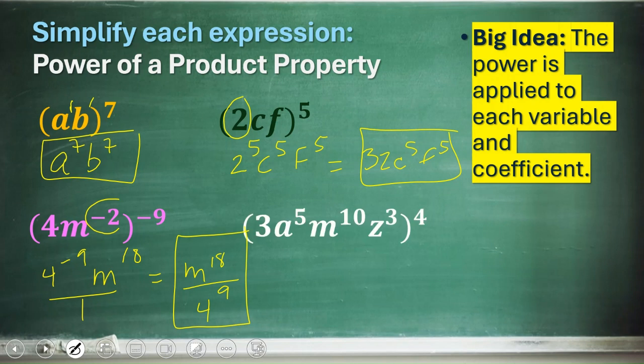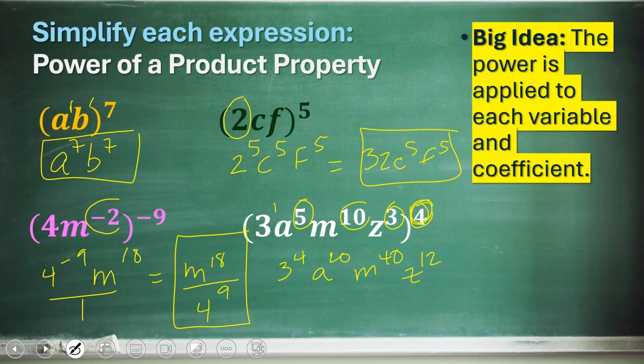All right, our last example, we have lots of practice doing the power of a power property. Remember, there's a secret 1 on this 3. That's how we end up with 3 to the 4th. Then we just continue. We multiply the exponents together per the power of a power property. We end up with a to the 20th. 10 times 4 is m to the 40th. Z to the power of 3 becomes 3 times 4, which is z to the 12th.